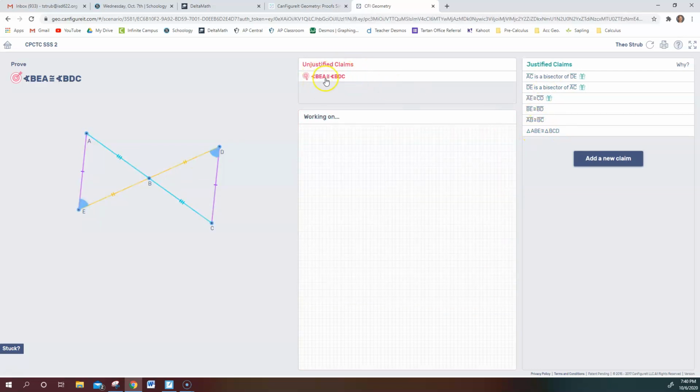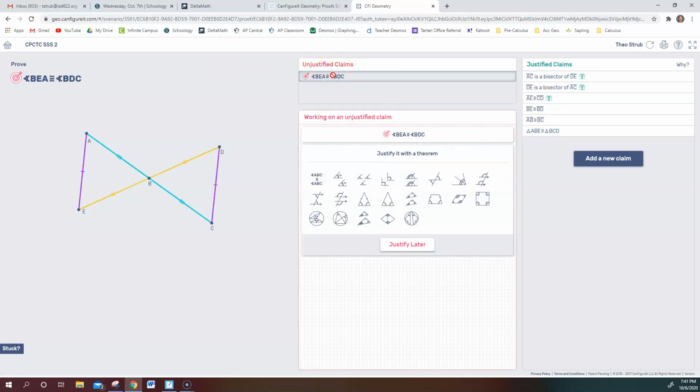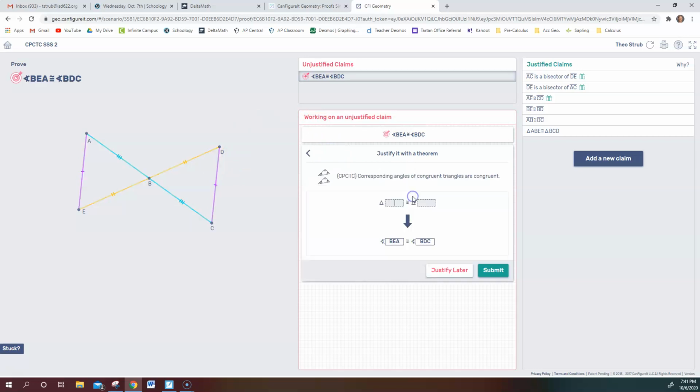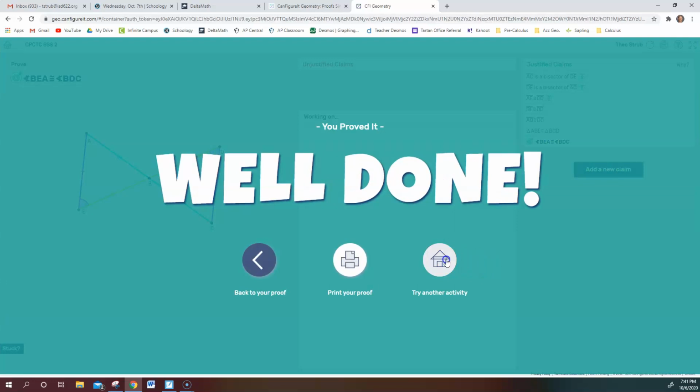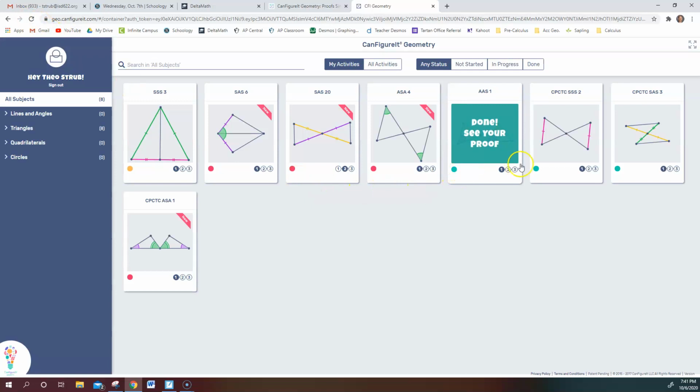And then our last claim, remember, you don't have to type in the last claim. They always start it for you. So you're going to go up here. And why are these two angles congruent? Well, we just proved that triangles are congruent. So I'm looking for congruent triangles, or CPCTC. Here it is. And then what are the triangles that are congruent? We already stated that, so you can just click on it, submit, and there's another one done. So if I click refresh, you can see I did 3 in about 9 minutes.